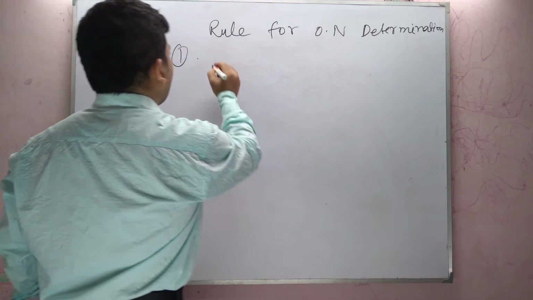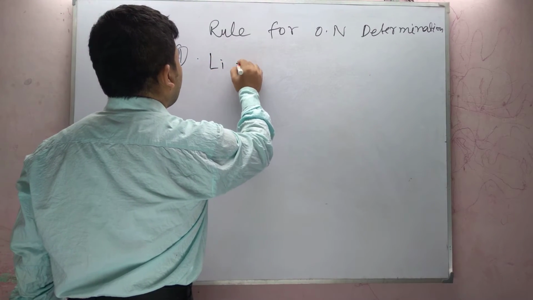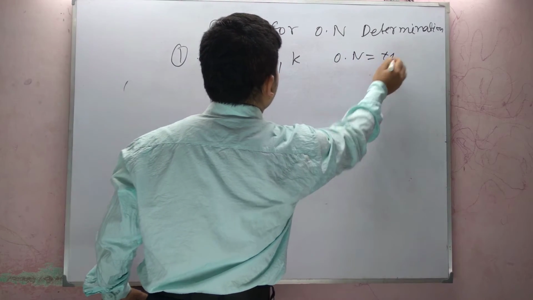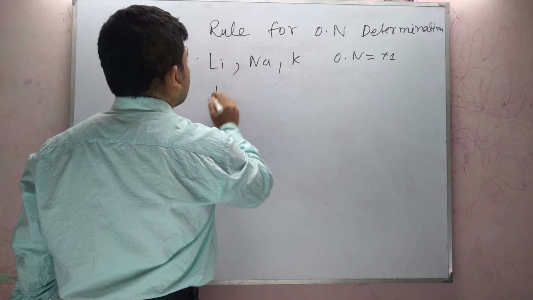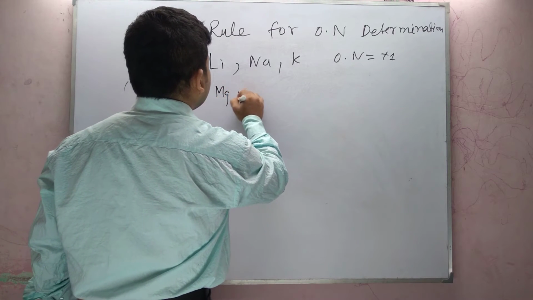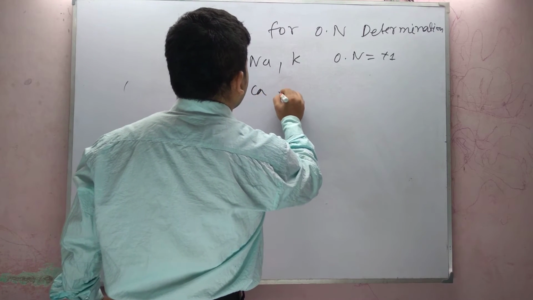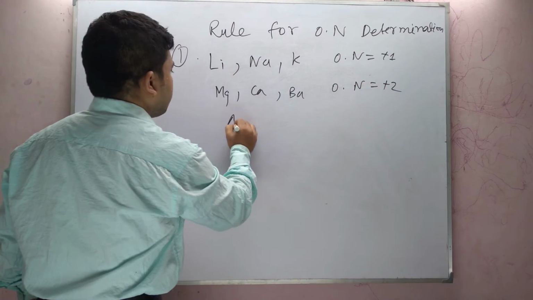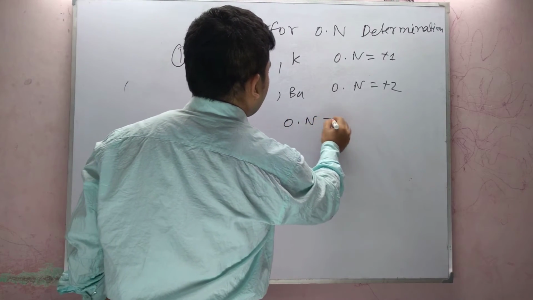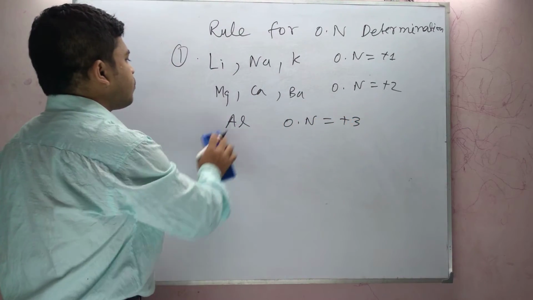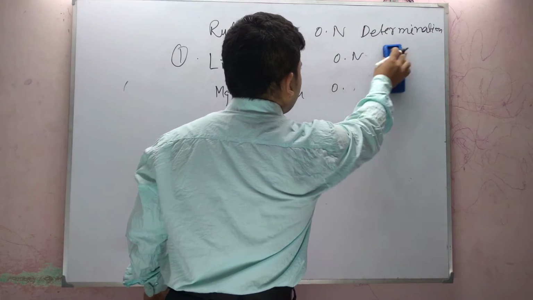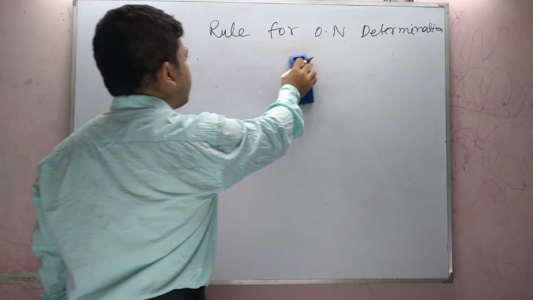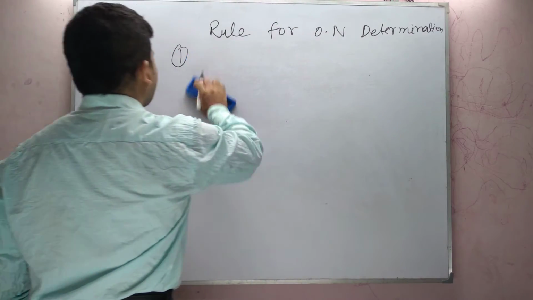For alkali metals like lithium, sodium, potassium, the oxidation number is always +1. For alkaline earth metals like magnesium, calcium, barium, the oxidation number is always +2. And for aluminium compounds the oxidation number is always +3. These are the rules used for determining the oxidation number in a compound.